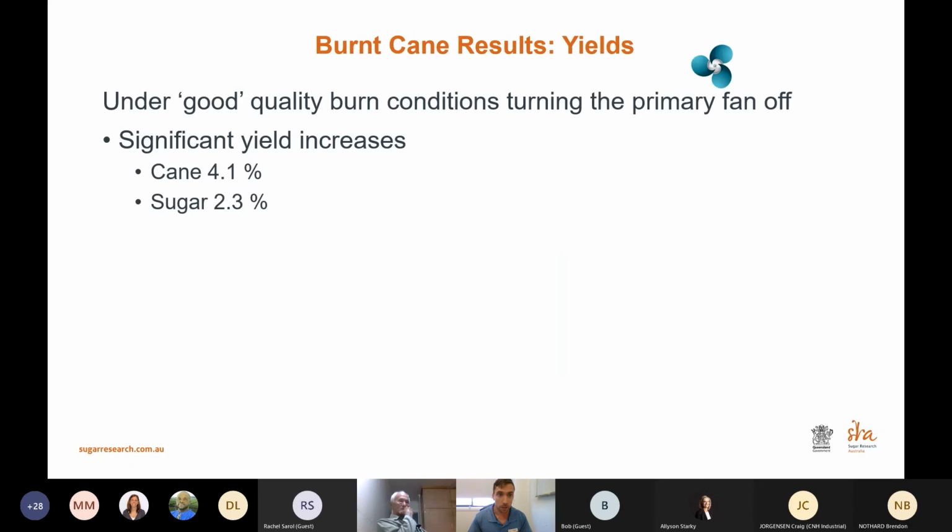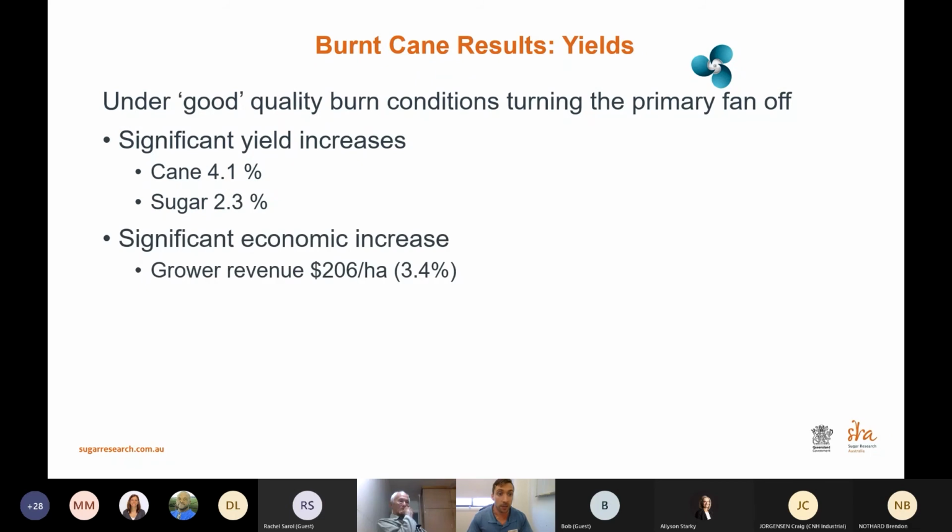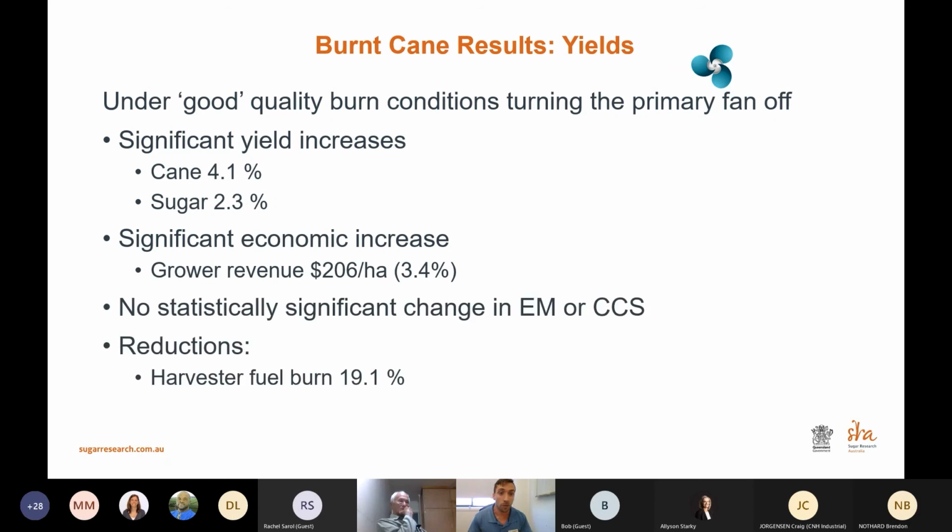So what the burnt cane preliminary results showed is under a good quality burn, and I want to make that clear, good quality burn. If you've got a poor burn, you cannot do that because you'll absolutely get destroyed in CCS and recovered sugar. But under a good burn condition, not running the fan at all showed an increase in cane yield by 4.1%, an increase in sugar yield by 2.3%. There was an increase in economic grower revenue of $206 per hectare, so 3.4%. And there was no statistical significance in change in EM or CCS. And harvester fuel burn reduced by 19.1%.